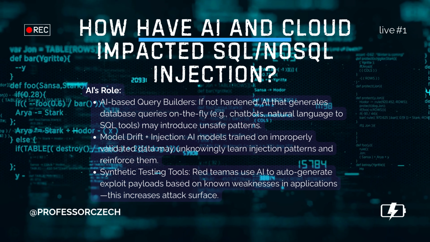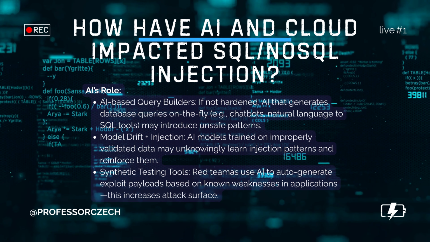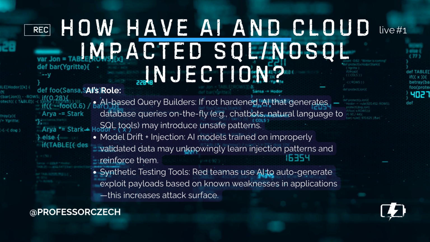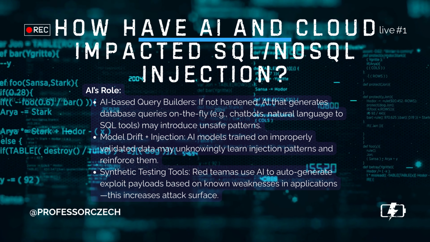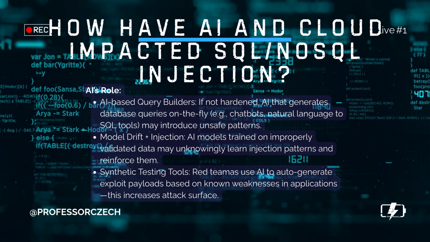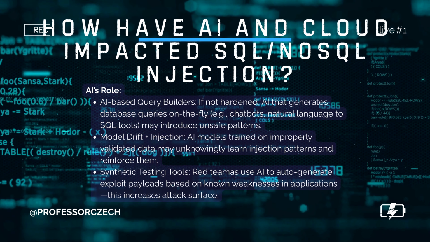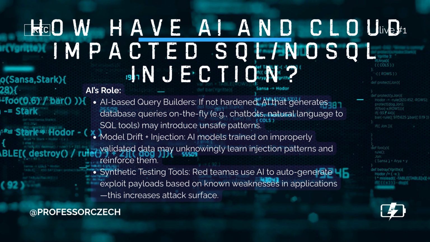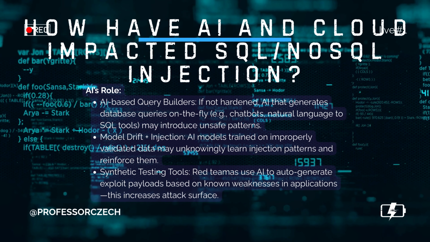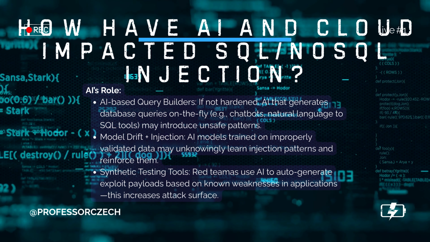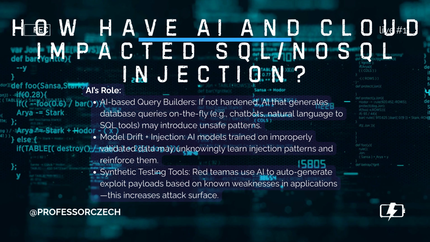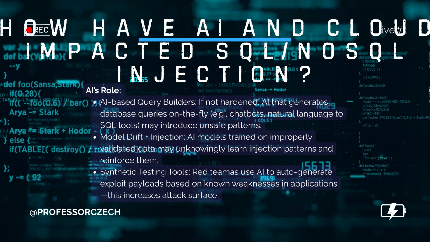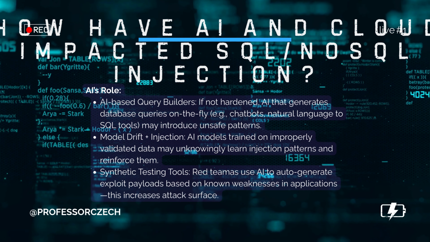But how have AI and cloud impacted this? Well, with AI, you have AI-based query builders. If they're not hardened, AI that generates database queries on the fly, such as chatbots and natural-language-to-SQL tools, may introduce unsafe patterns. Model drift and injection, where AI models trained on improperly validated data may unknowingly learn injection patterns and reinforce them. And then synthetic testing tools, where red teams use AI to auto-generate exploit payloads based on known weaknesses in an application, which increases its attack surface.